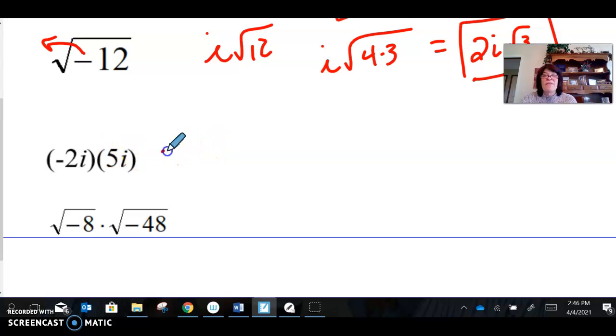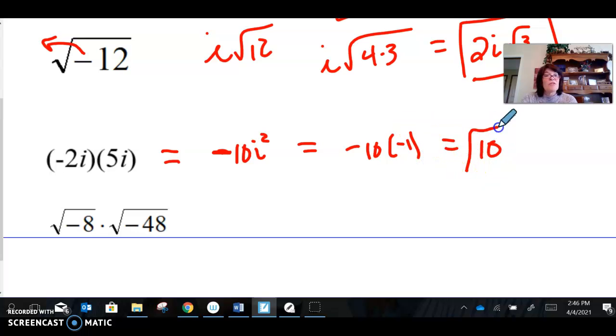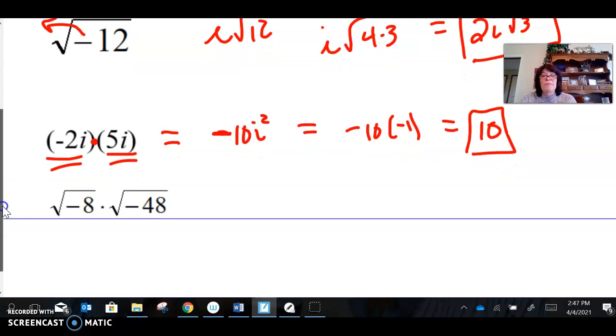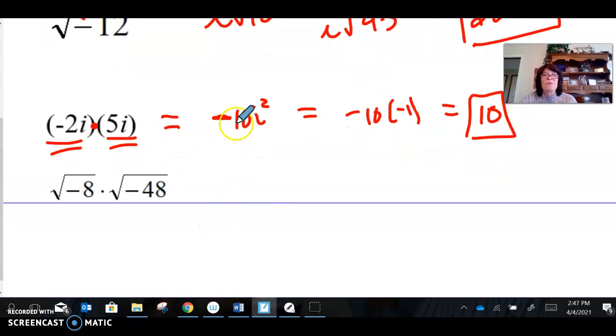Negative 2i times 5i, I'm just going to multiply negative 2 times 5, which is negative 10. i times i is i squared, and I remember that i squared is negative 1. So I have negative 10 times negative 1, which is positive 10. I took 2 imaginary numbers, multiplied them together, and got a real number. That's why imaginary numbers are important. We can work in the imaginary world for a little bit and come back to the real world. Doesn't even sound like I'm talking math anymore, does it?